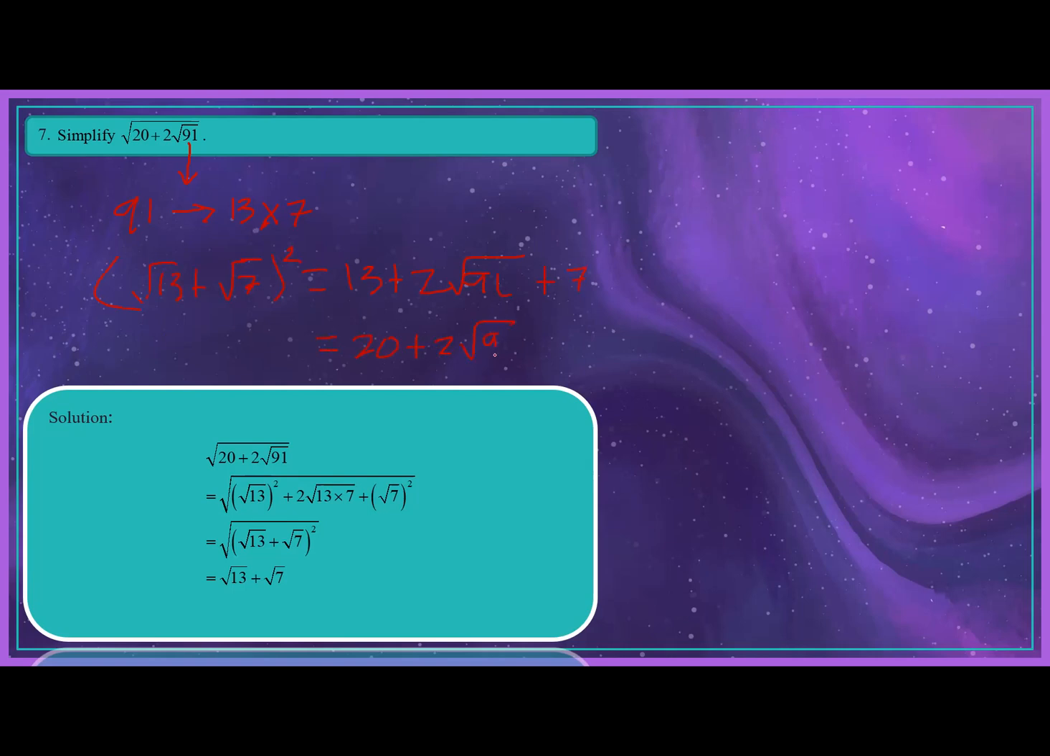So basically, you have it right now. This is equivalent to the square root of 13 plus the square root of 7. In most cases, that would be the case. Also, there are higher parts of this kind of problem.